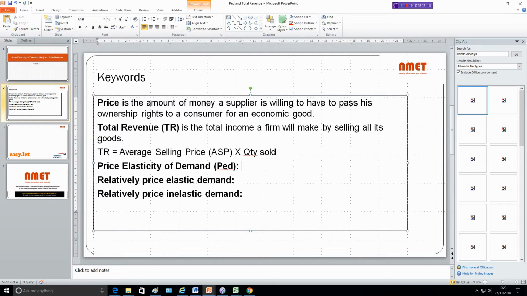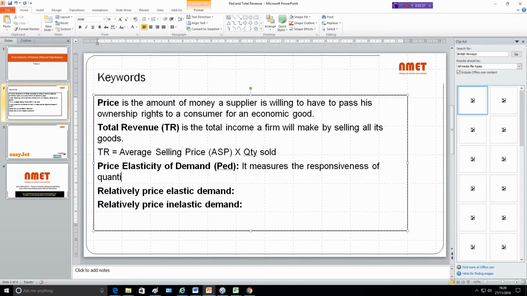What is PED, price elasticity of demand? It's how elastic the quantity demanded of a product or service is. It measures the responsiveness of quantity demanded to the change in its price. So by what percentage will the quantity demanded change in response to the percentage change in price? That's what it measures.